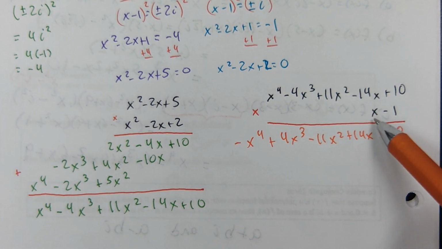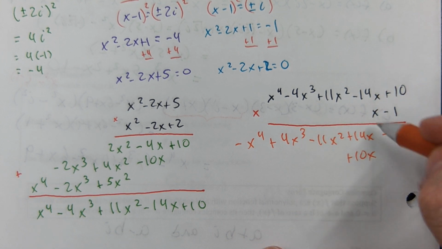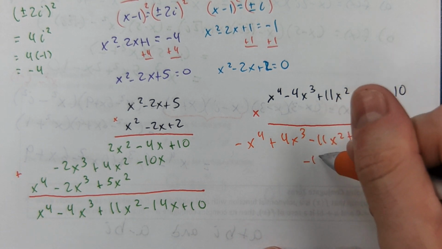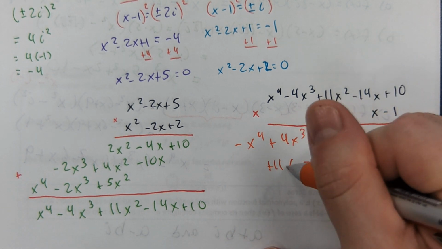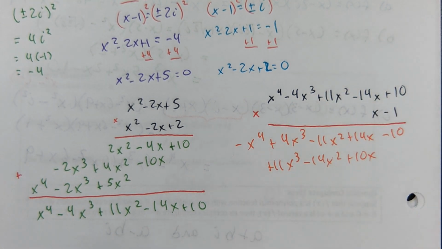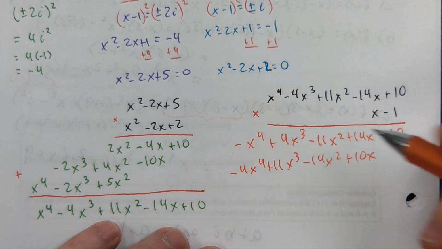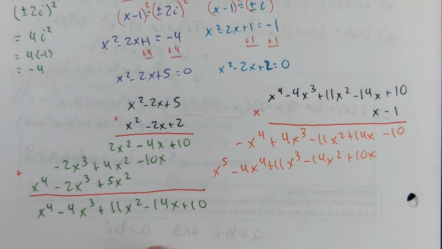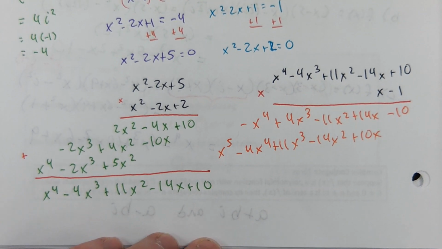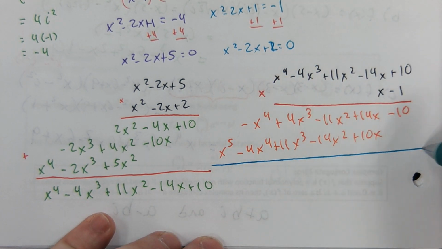Now we're going to take this x and distribute it to everything. I have a 10x. I have a negative 14x squared, a positive 11x to the third, and a negative 4x to the fourth. Lastly, x times x to the fourth is x to the fifth. And we're going to add straight down.